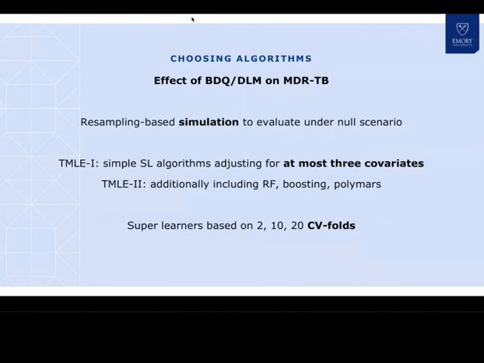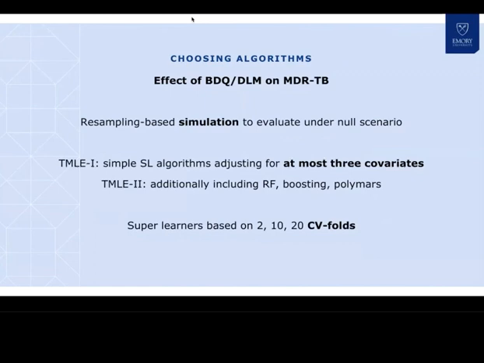We built two different approaches here. The first was what I'll call our safe TMLE. This was just using very simple, very stable algorithms, things like logistic regression or stepwise logistic regression, where we're restricting to adjust for at most three covariates. We're going to try to limit the number of covariates that enter the model. We're not going to put any machine learning algorithms in the library. We're going to try to just keep things simple and stable.